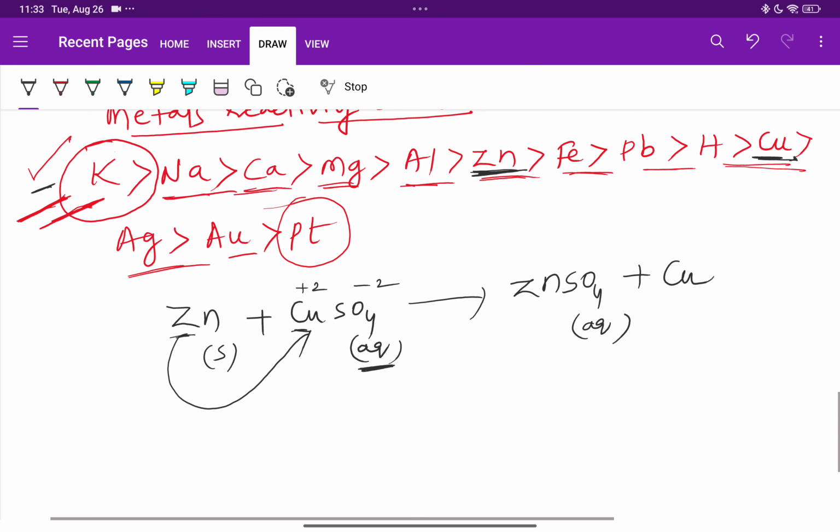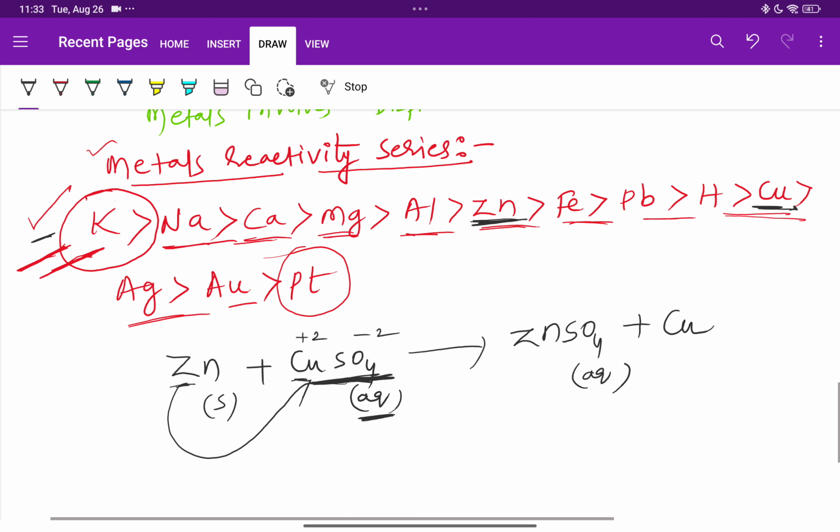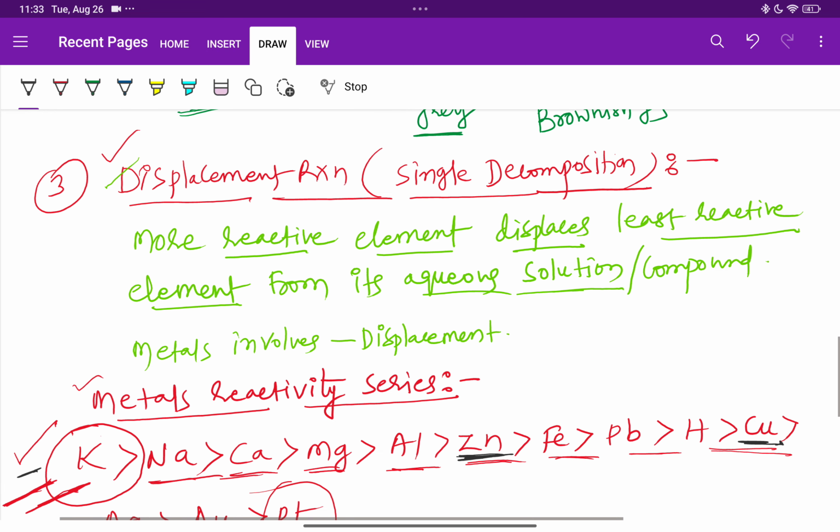Why am I calling it single decomposition? Because only one reactant is involved in decomposition. CuSO4, that is a salt. After dissolving in the water, it is breaking into Cu +2, SO4 -2. That is why I am calling a displacement reaction a single decomposition reaction.